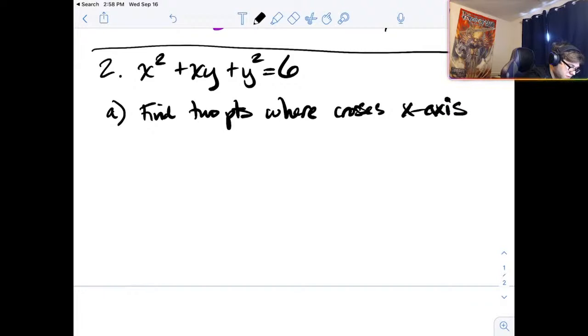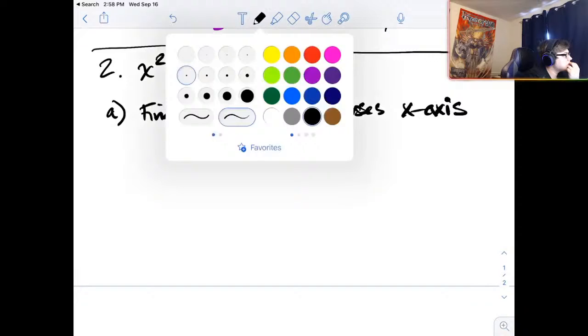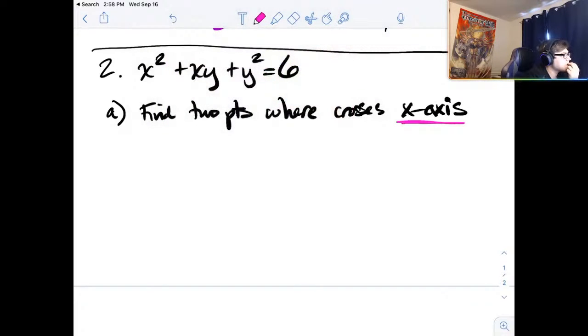So let's think in our mind for just a second what it means to find places where a graph crosses the x-axis. First of all, I don't think they're talking about the slope, so I don't think this question has anything to do with the derivative. They're just simply asking us to find where it crosses the x-axis. And last time I checked, every time a graph crosses the x-axis, it's because its y value is equal to 0.